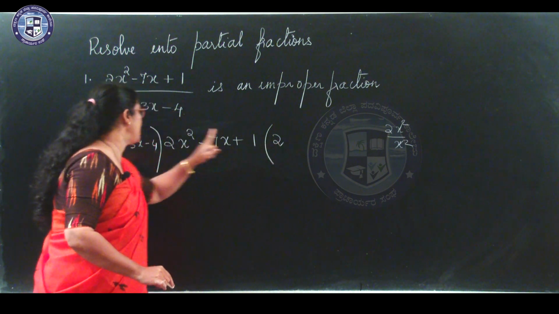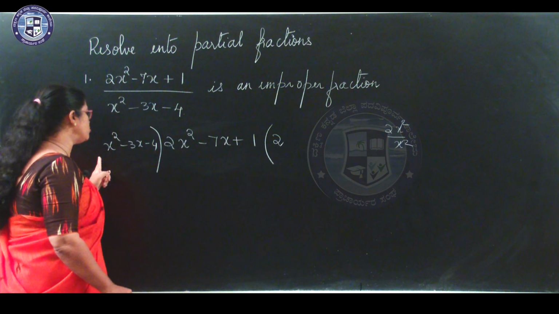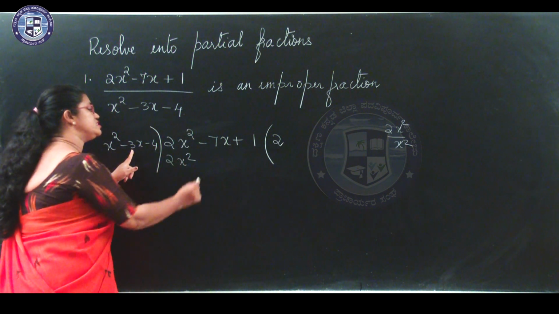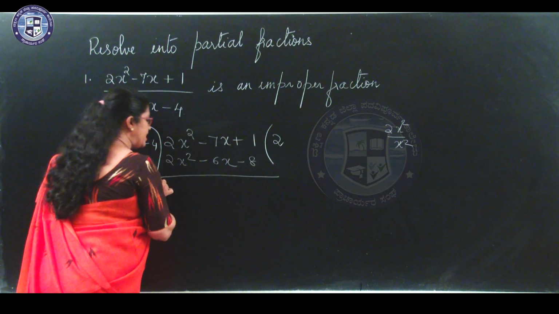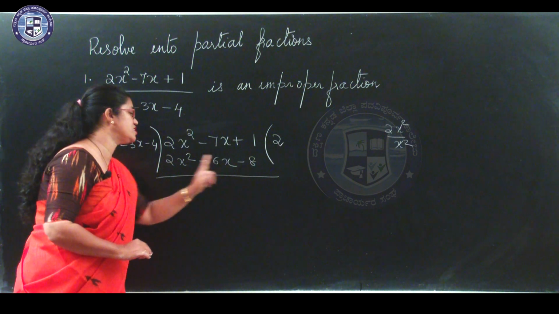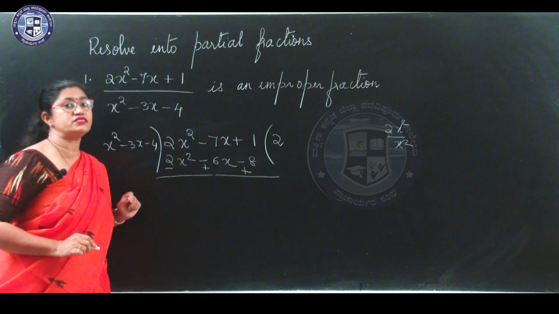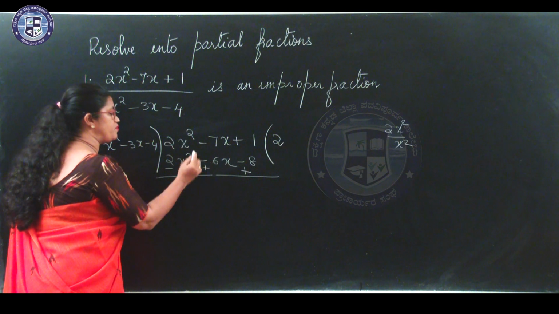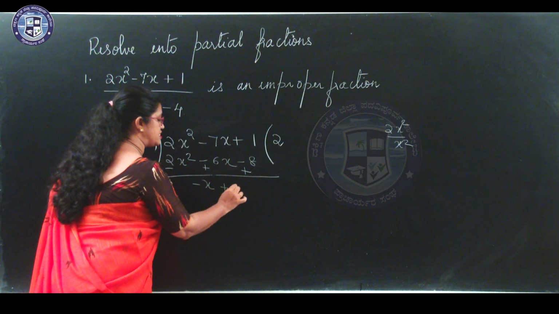Now multiply all the terms here by 2. See what we are getting here? Multiplying by 2, you are getting 2x square, and this becomes minus 6x, and this becomes minus 8. Then we go for subtraction. When you subtract, change the sign of all the terms of the second expression. So this becomes minus, plus and plus. So these two terms have to get cancelled if your factor is right. Now minus 7 plus 6 is minus x and 1 plus 8 is 9.